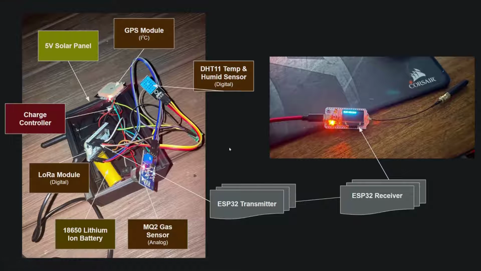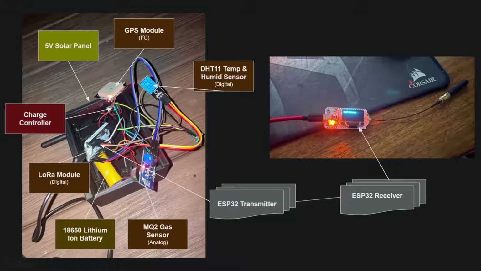For some of the hardware, we have a DHT11, which measures the temperature and humidity. Then we have an MQ2 gas sensor, and our GPS module. These are the three main sensors we're gathering data from and transmitting to the receiver. We also have the solar panel, which uses the charge controller to regulate the charge going to the 18650 lithium-ion battery.